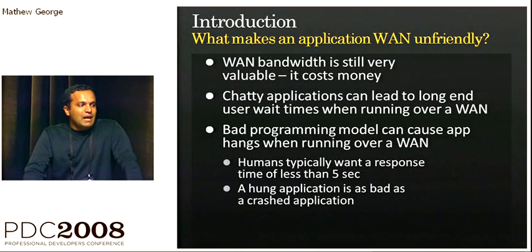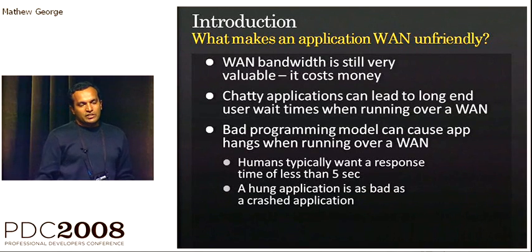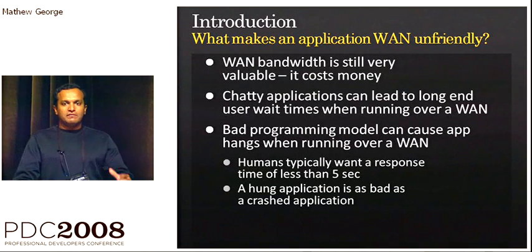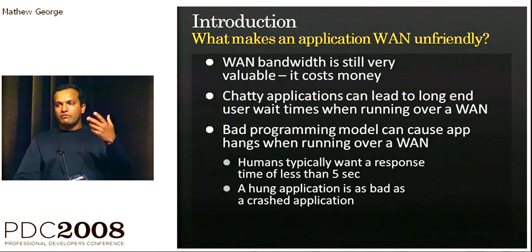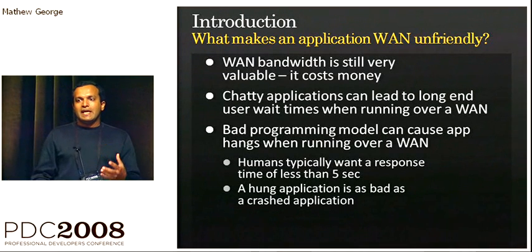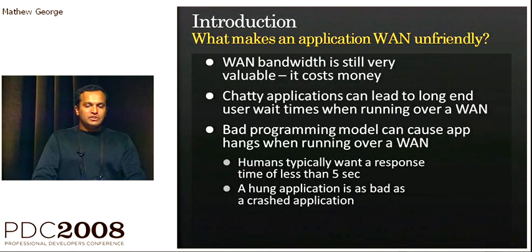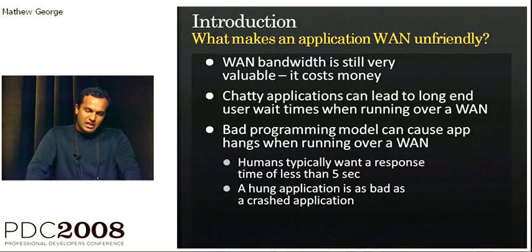And chatty applications can lead to very long end-user wait times. So if in doing an operation X, let's say that it involves 10 round trips to and from the server, it's going to take a lot of time over a WAN. So you want to reduce the chattiness of your applications.